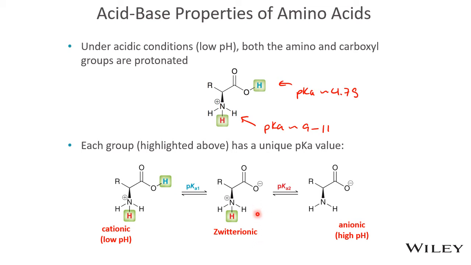Then if we continue to increase the pH to above the pKa of our ammonium ion, again, this is going to be a very basic state, and eventually this acidic hydrogen is going to be lost. This is going to form the anionic state of our amino acid, where the carboxylate ion is negatively charged and the amine is neutral. So overall, we have a negative charge, which corresponds to the anionic term.